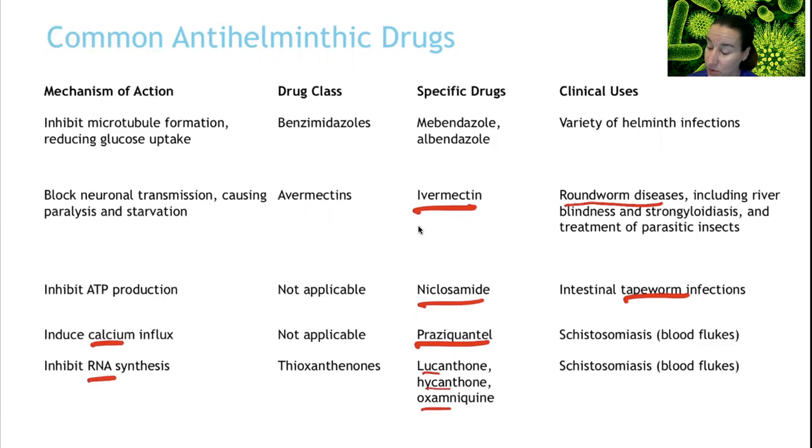Niclosamide attacks ATP production, going from ADP to ATP. It's going to inhibit that and block the ATP synthase pump.